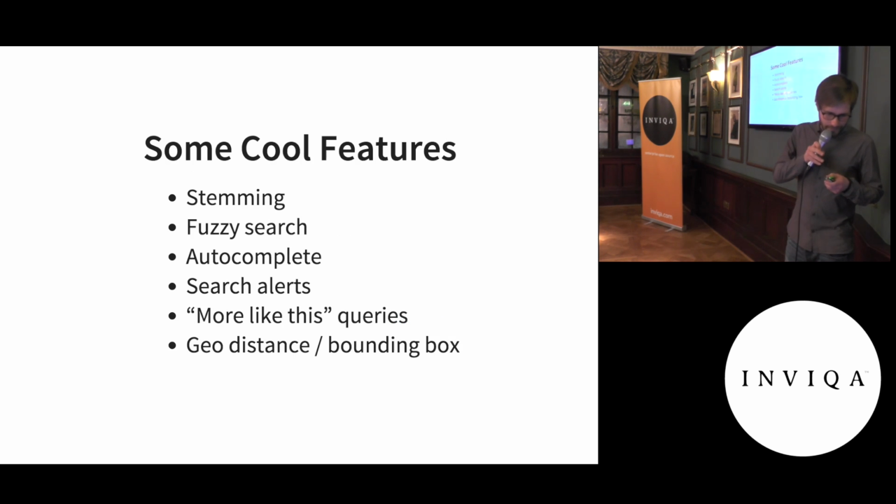First, some cool features, amongst others, stemming, fuzzy search, which factors in typos, so you type something but it's not exactly what you meant, and fuzzy search will still get you results. Autocomplete, search alerts, which can be helpful, like, let's say you're flat hunting in London, you type in your query, and 5 days later your perfect house comes up. Elasticsearch will notify you, at least as a developer, and then you can notify your users. More like this queries, and the before mentioned geo-distance bounding box queries.